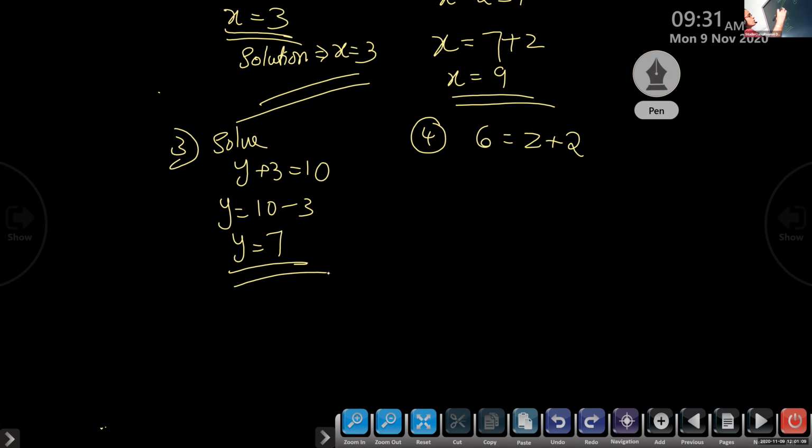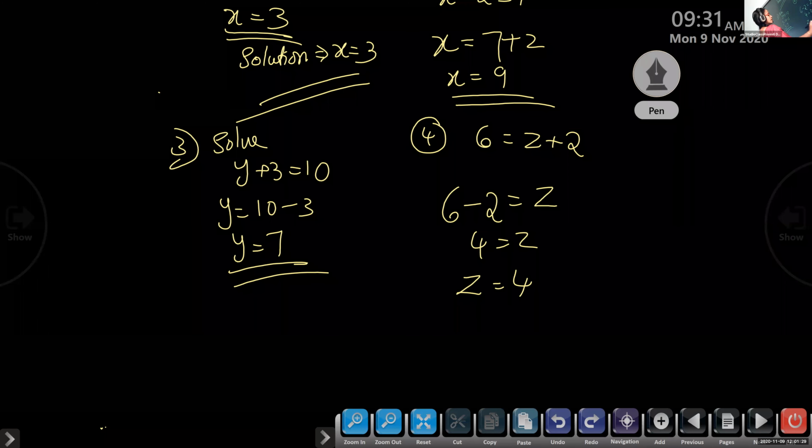Here the variable is on the right side. In the fourth question, the variable is there on the right side. So let it be there. That is, z would be here on the right side. Take 2 to the left side. So it will be 6 minus 2, 4. z equal to 4. z equal to 4 is the solution.